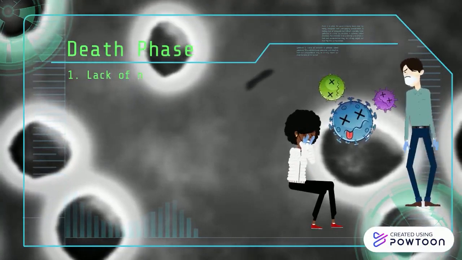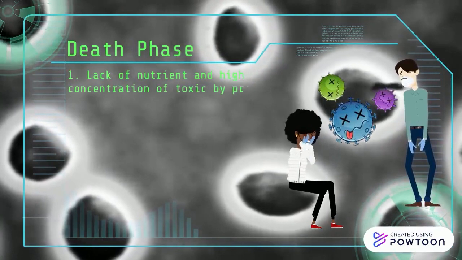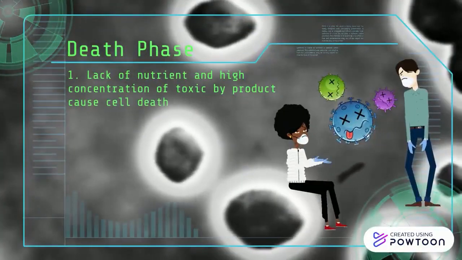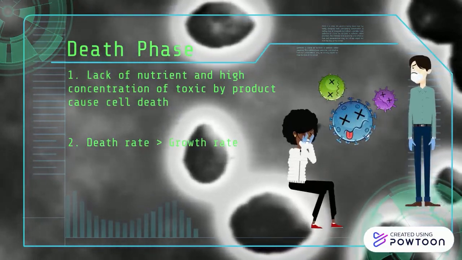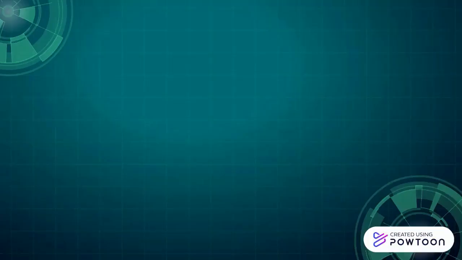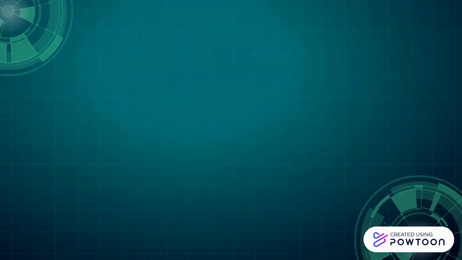Finally, at the dead phase, lack of nutrients and high concentration of toxic byproducts lead to cell death and reduce the cell population. At this stage, death rate is greater than growth rate. Growth of bacteria has 4 stages. During lag phase, bacteria start to grow. In the log phase, there is constant growth rate and uniform metabolic activity. In stationary phase, the number of dividing cells equals the number of dying cells. In the death phase, the number of dying cells exceeds the number of dividing cells.